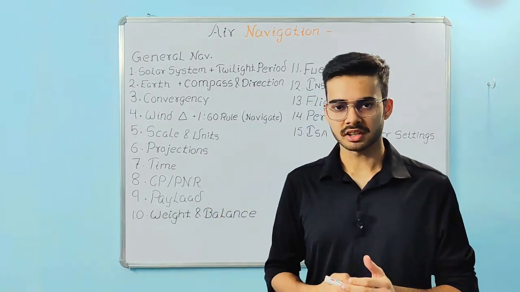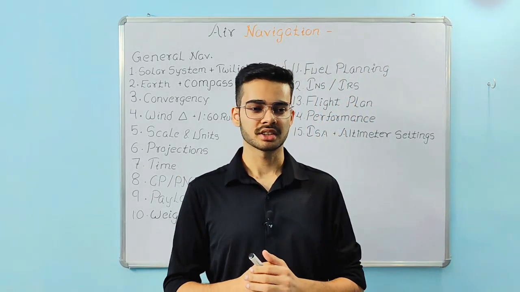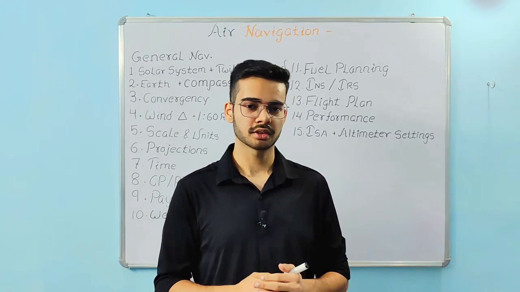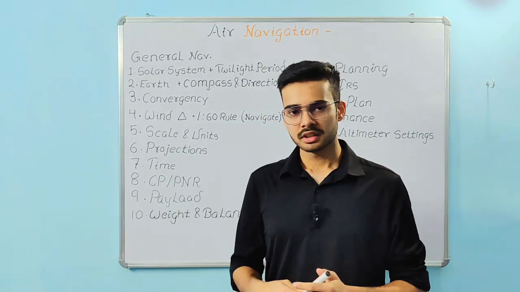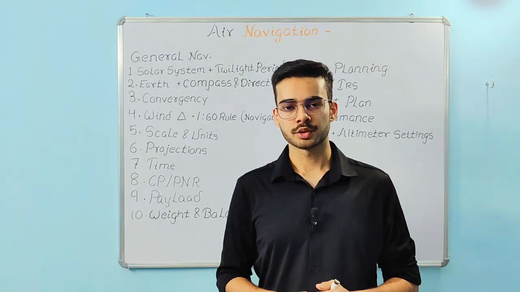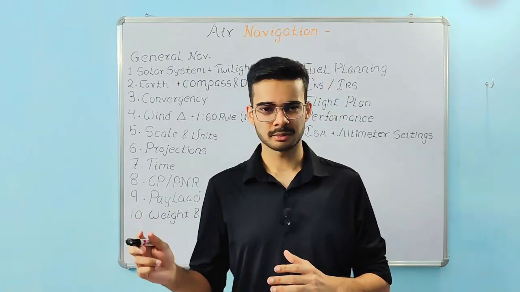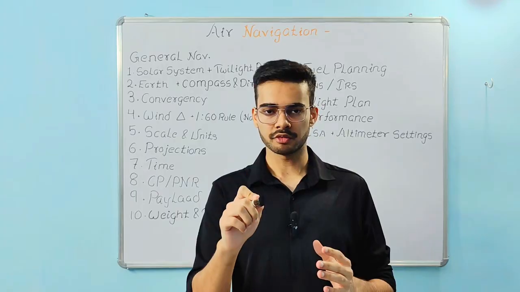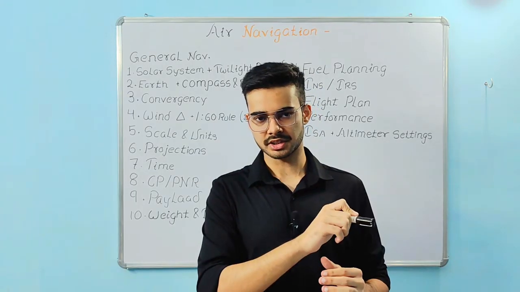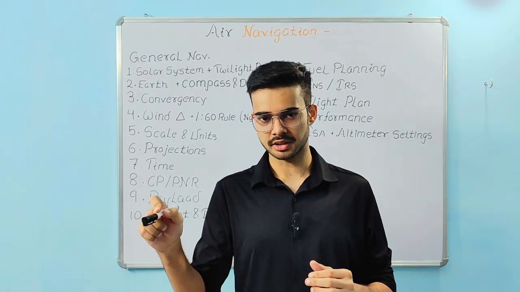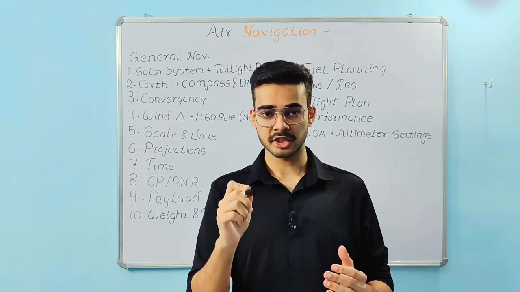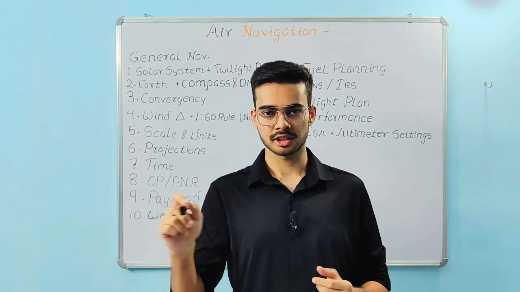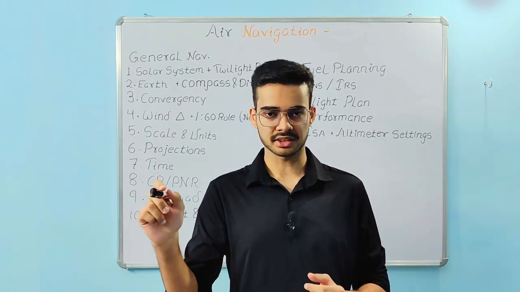Then CPPNR, a very practical topic. How it comes into use. Let me give you the full form first. It's critical point and point of no return. What is this? Let me give you just a brief. So critical point is the point from which the time to the destination and the time to the departure aerodrome is equal. Mention one thing, not the distance, but the time to reach is equal.